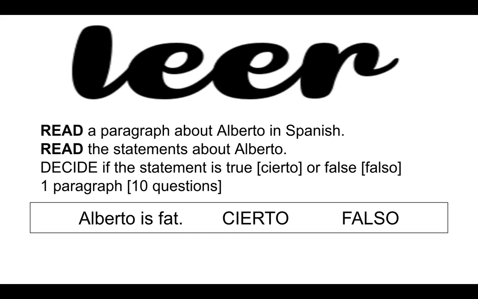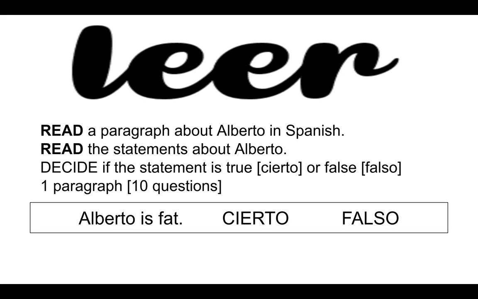Leer. The reading section will be as follows. You will read a paragraph about Alberto in Spanish. Then you will read statements about Alberto and decide if the statement is true, cierto, or falso, false. There will be one paragraph with 10 questions. The questions will be in English to see that you truly did comprehend what you read.